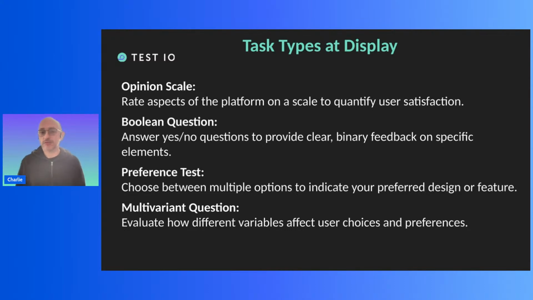Opinion scale: you just rate aspects of the platform on a scale to quantify user satisfaction. How do you like the element you have to test? Boolean questions: answer yes or no questions to provide clear and binary feedback on specific elements. Preference test: choose between multiple options to indicate your preferred design or feature. And multivariate questions: evaluate how different variables affect user choices and preferences.